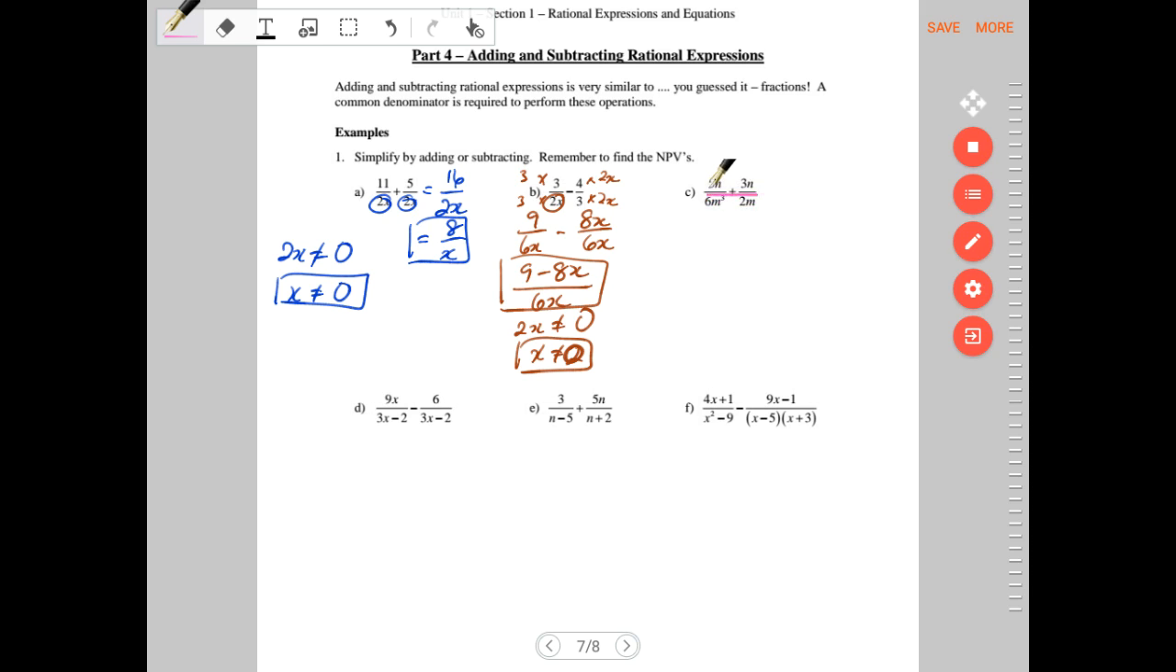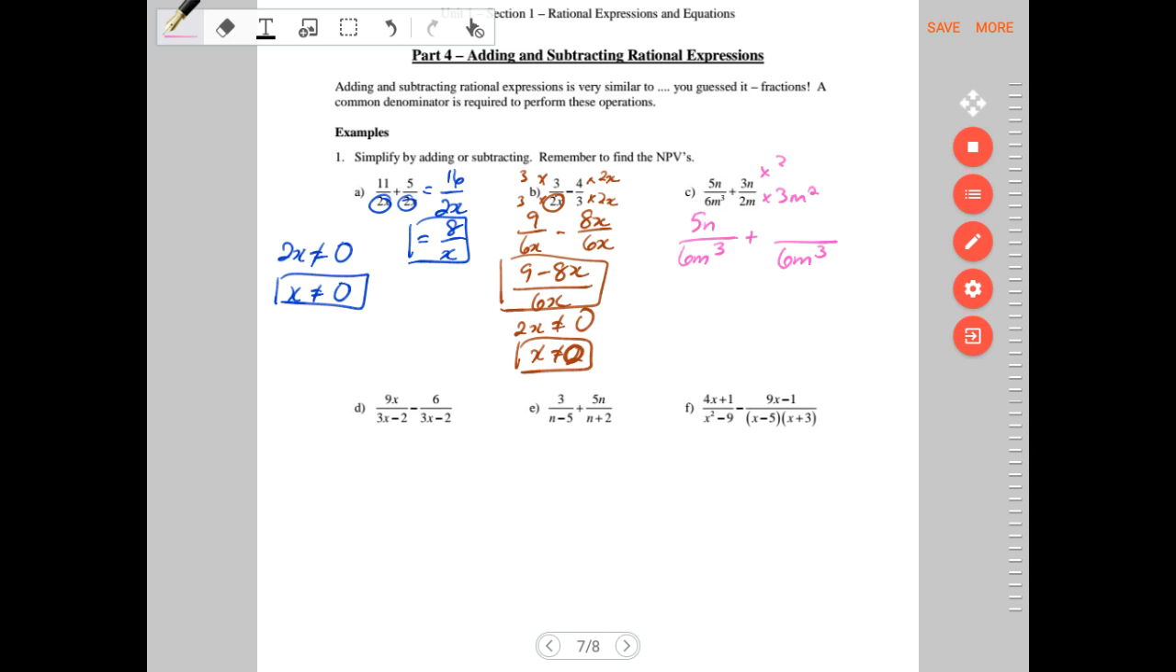If you look at part C, again, the denominators are different. So what we're going to do is see, does one go into the other? In the last example, 3 didn't go into 2x, and 2x didn't go into 3, so we had to multiply them together to get our denominator. But in this case, 2m does go into 6m cubed, so I'm not going to change the 6m cubed. If I don't change the bottom, then I don't have to change the top. However, to make 2m become 6m cubed, I would have to multiply that by 3, and m times m squared to give me m cubed.